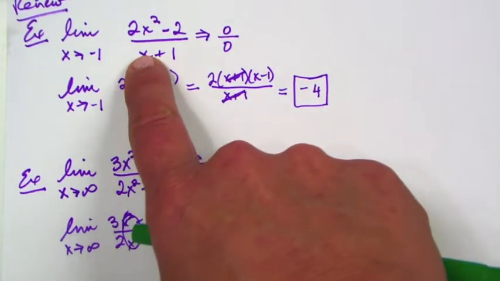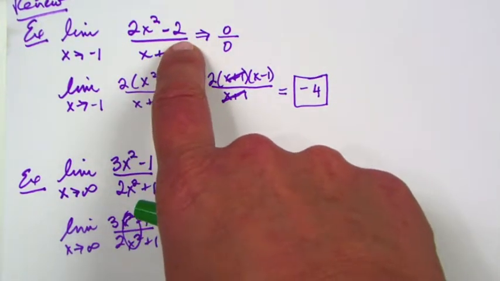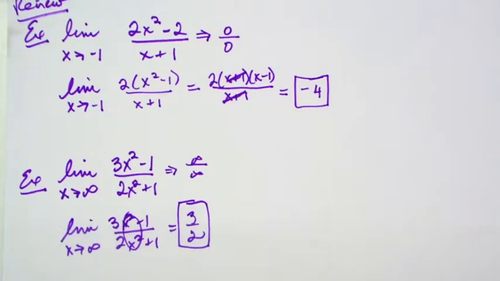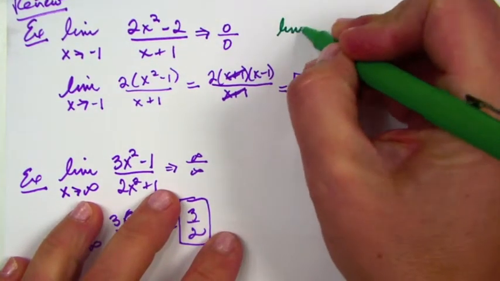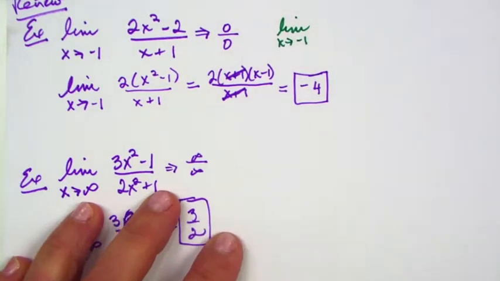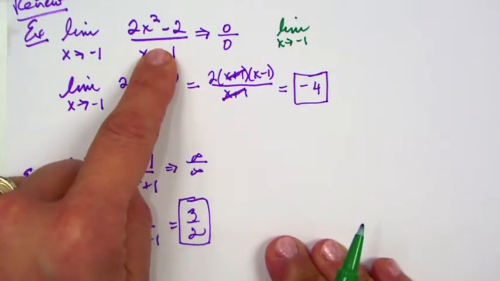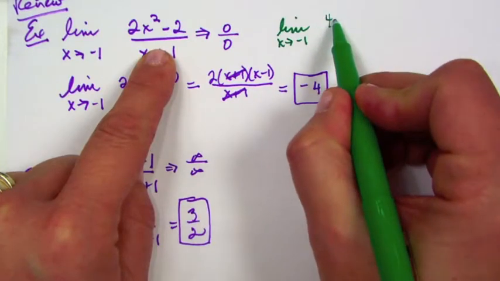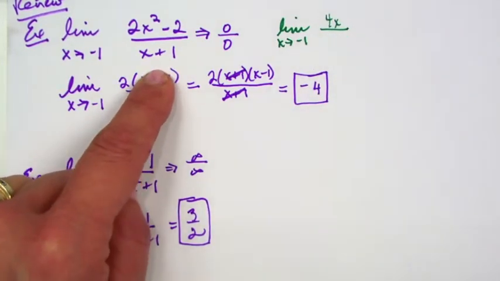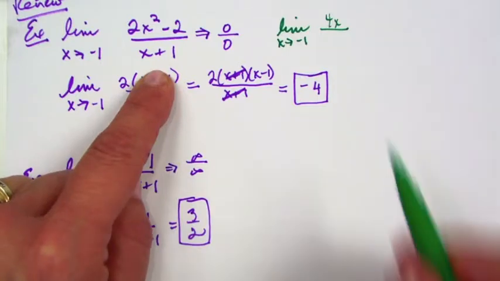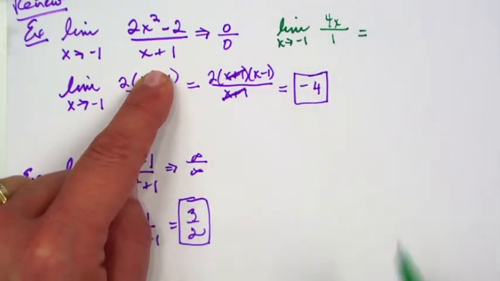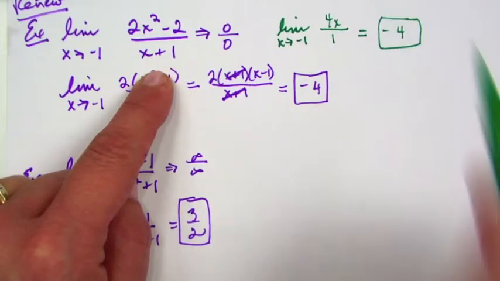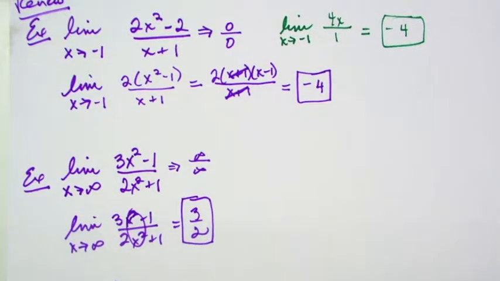If I plug -1 into this, I get 0 over 0, right? Well, L'Hopital's rule says that that's equivalent to the limit as x approaches -1 of the derivative of the numerator. What is the derivative of the numerator? 4x over the derivative of the denominator, which is 1. What's the answer to that? -4. Derivatives all over.